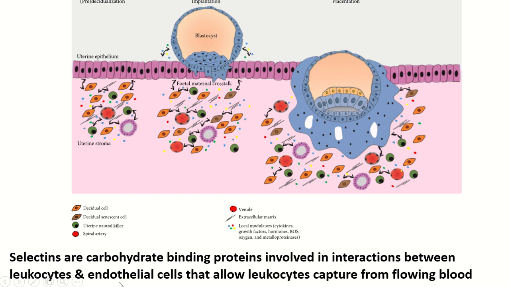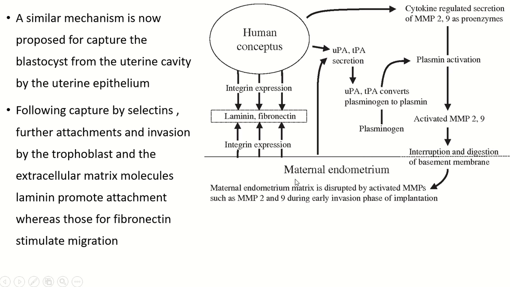Selectins are carbohydrate-binding proteins involved in interactions between leukocytes and endothelial cells that allow capturing of leukocytes from the flowing blood. A similar mechanism is now proposed to capture the blastocyst from the uterine cavity by the uterine epithelium, followed by further attachment and invasion by the trophoblast and the extracellular matrix molecule laminin.